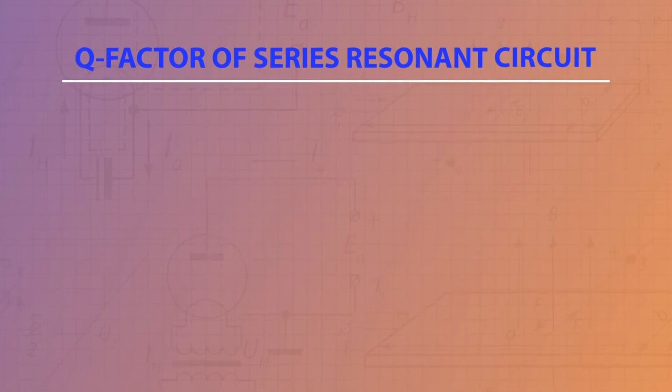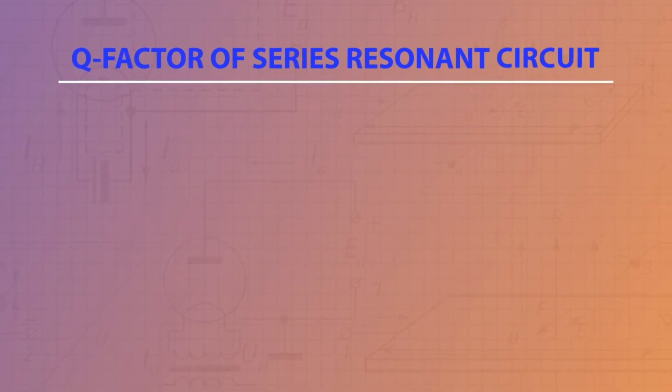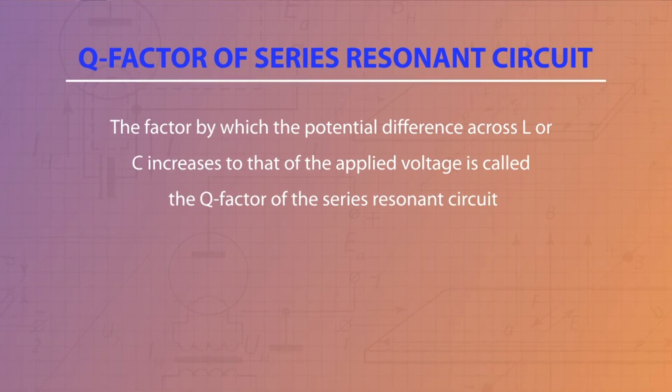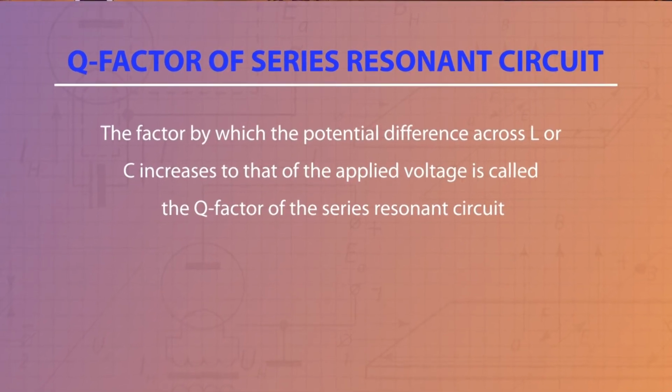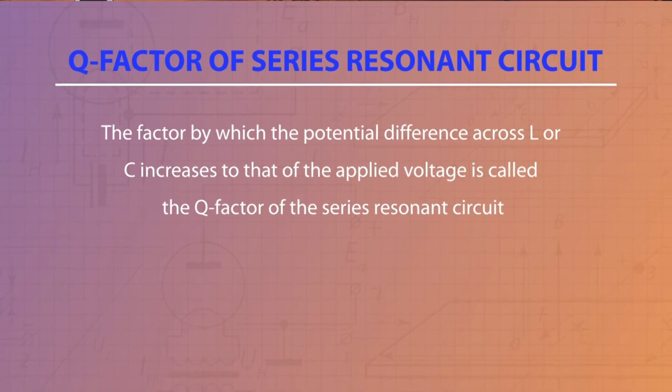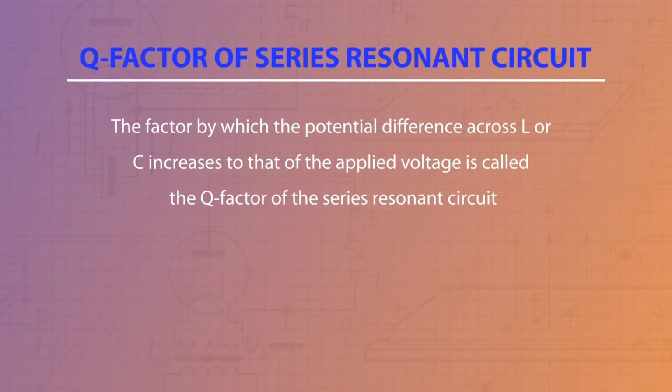Now we have to understand the Q factor of a series resonant circuit. We have seen that at series resonance, the circuit draws the largest current from the mains. This produces a heavy voltage across inductance or capacitance. The factor by which the potential difference across inductance or capacitance increases relative to the applied voltage is called the Q factor of the series resonant circuit.